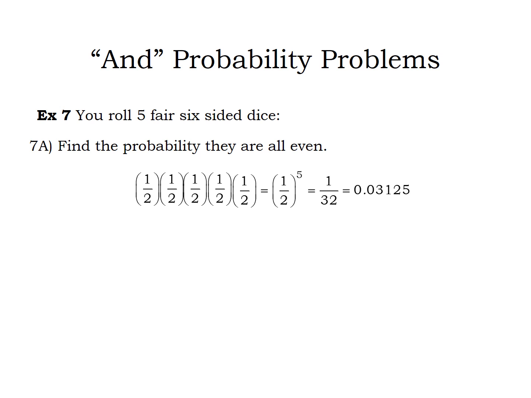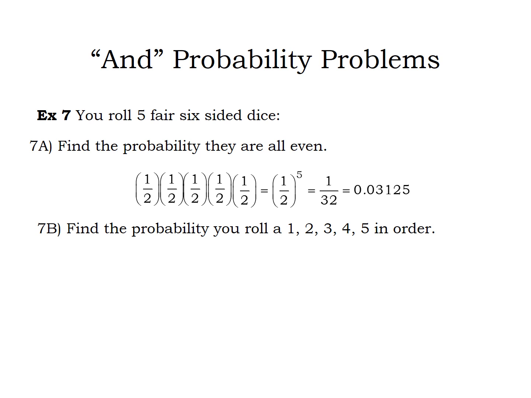All right. So here, this will simplify down to 1/2 to the fifth power, which is the same as 1 over 32 or 0.03125. Now, notice here that our 5 events were independent, so we just got to take the probability of each one being even and multiply those 5 together. That's the advantage of the independence in an AND problem.